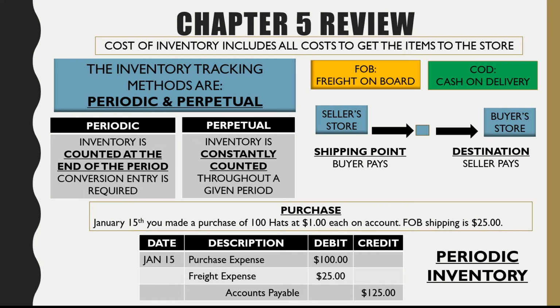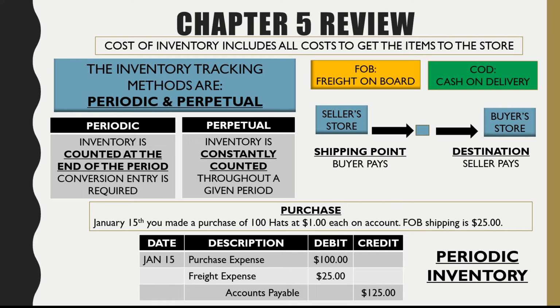the perpetual, everything is counted no matter where you are in your accounting period. So every time you make a purchase, you are keeping track of it. Every time you sell something, you're also updating your inventory. So at the end of the accounting period, you automatically know exactly how many items you have in your inventory at all times. But that's not what we're talking about here, because chapter 5, we mainly focused on periodic inventory.